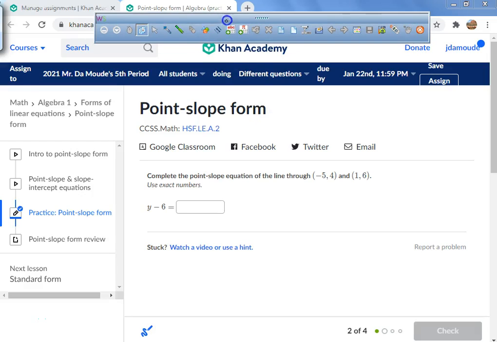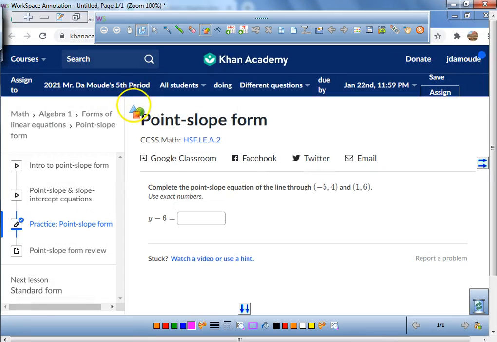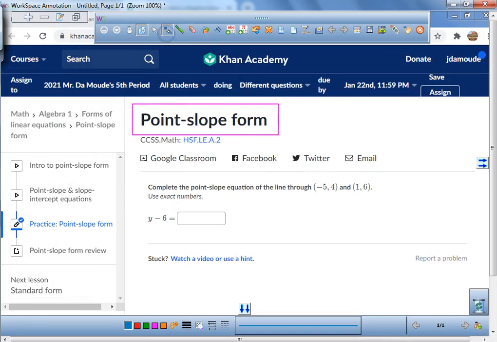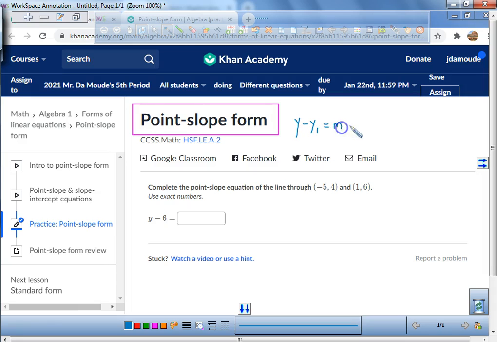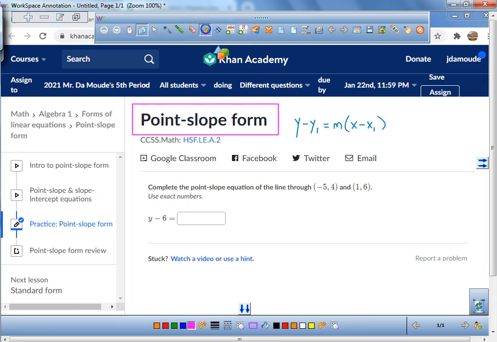All right, right now in your journal, you need to write down point slope form. And right next to where you've written down point slope form, you need to write this. This is point slope form.